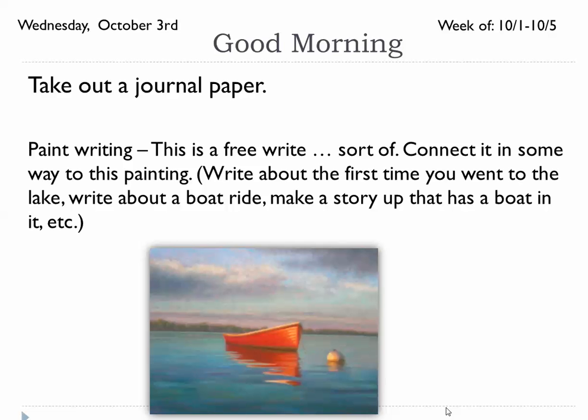We started today with our bell ringer, which was a journal. Our journal was kind of a free write. I like to call this paint writing or limited objective writing, which means we write about something that has to do with this painting right here. I give you some options. It could be the first time you went to the lake, and the first time you went on a boat ride, or you can make up a story or poem that is in some way connected to this scene.